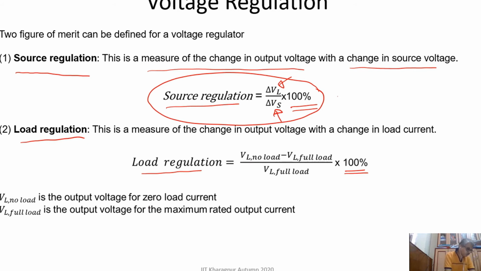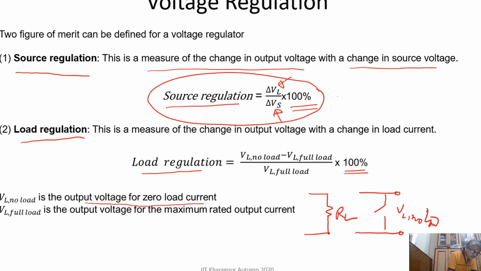Now this VL no load represents the output voltage for zero load current. So say this is my load resistance RL. In case of VL no load, we are open circuiting this load. So whatever voltage we get at the output when we open circuit the load is known as VL no load.